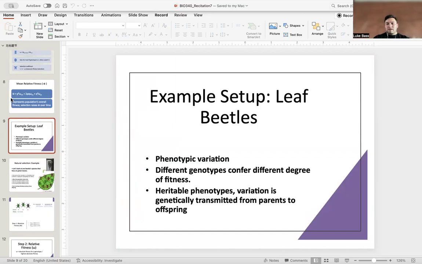So there's an example that Wang Sheng also used, which are leaf beetles. They have phenotypic variation. Different genotypes of leaf beetles confer different degrees of fitnesses. And they have heritable phenotypes, and the variation is genetically transmitted from parents to the offspring. So there are some conditions that we're talking about in this slide with leaf beetles that I mentioned on an earlier slide.